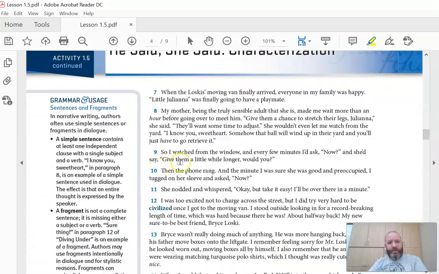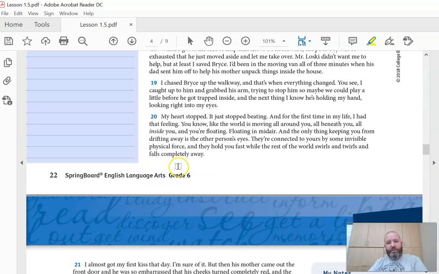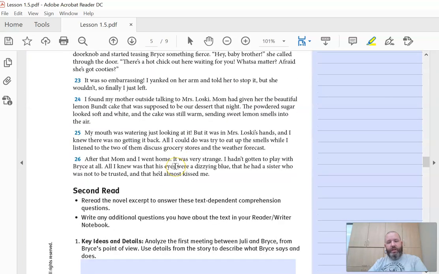Okay, so the way this is set up, this is the same story told from two different perspectives. So you get the glimpse from Bryce, and you get the story from Julie's perspective. It's the same section of time, but from their points of view, and you'll see the way that they retell the story is quite different from each other.